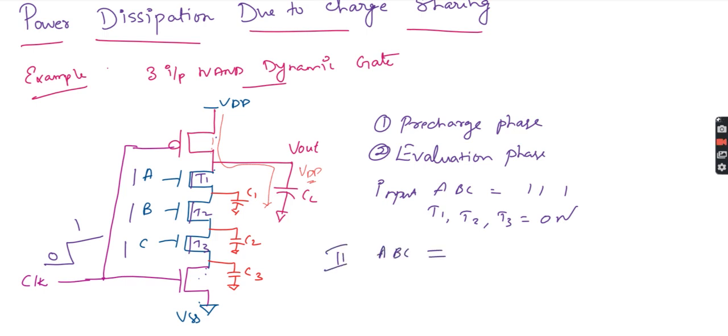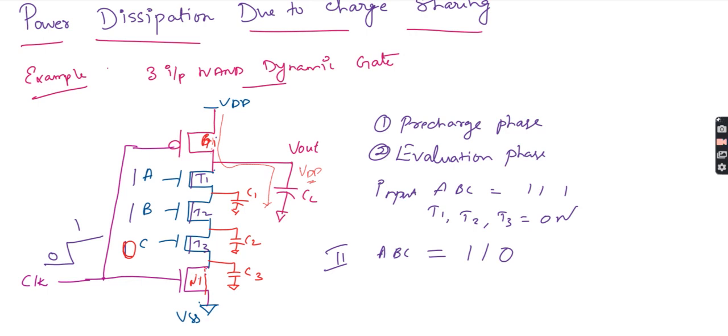Okay, now the second scenario, I will apply ABC equal to 1 1 0. Now I am going to change the input to 1 1 0. What will happen? These two are on, this one is off. The pre-charge phase is already over now, so it's still the evaluate mode only, and I am changing the input. So you have to assume it's the evaluation mode, in the sense this is on, this is off. I can say Q1, or I can take P1, this is N1. So during the evaluation phase the P1 is off, the N1 is on.